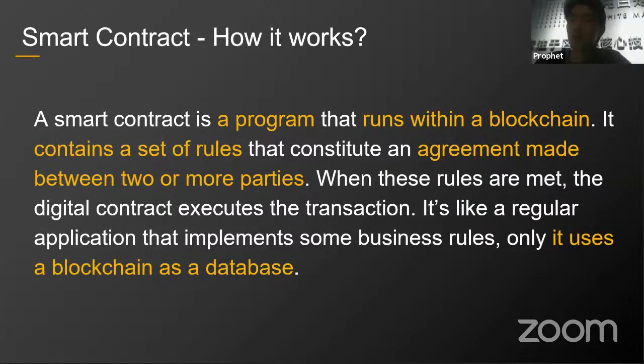And then I'm going to talk about how smart contracts work. Smart contracts run on the blockchain, and they contain a lot of rules. If you deploy a smart contract on the blockchain and someone triggers the condition, then the smart contract will be executed. That's the whole process of how the smart contract works.